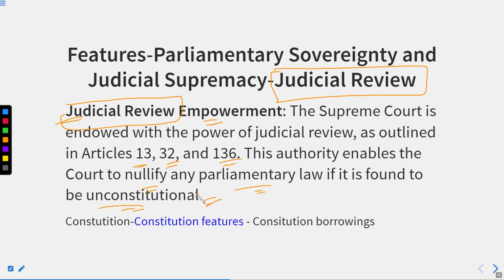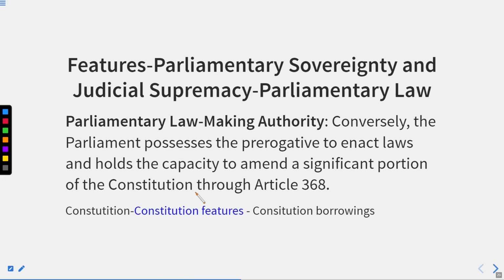Okay, so that's the power of judicial review. Thereafter, parliamentary lawmaking authority. Conversely, the parliament possesses the prerogative to enact laws and holds the capacity to amend a significant portion of the constitution through Article 368. Okay, however, the constitution granted the power of judicial review to the judiciary.